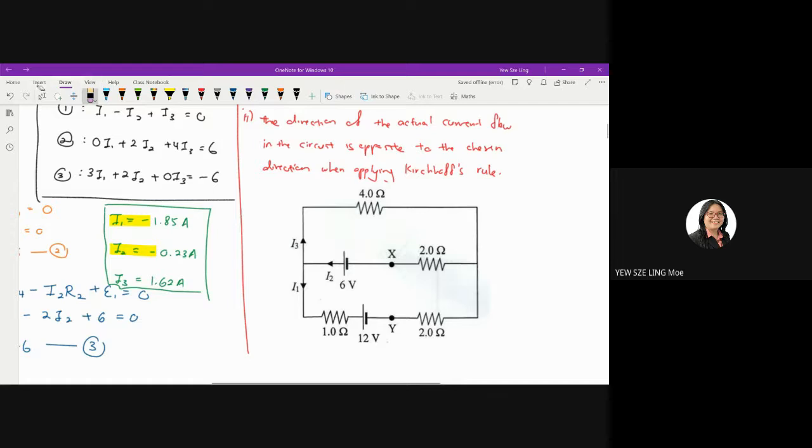The direction given right here, it should be like this. Okay, dia sepatutnya arah begini. This is the actual direction. Okay, this is the actual direction.